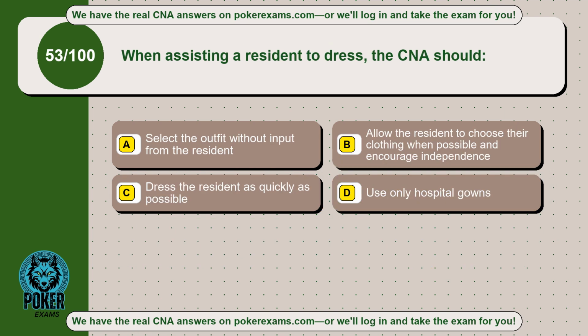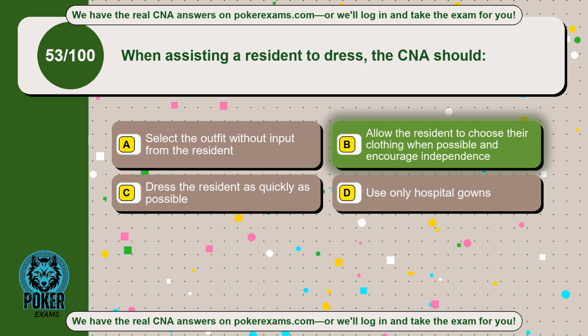Question 53. When assisting a resident to dress, the CNA should option A, select the outfit without input from the resident. Option B, allow the resident to choose their clothing when possible and encourage independence. Option C, dress the resident as quickly as possible. Option D, use only hospital gowns. The correct answer is option B.